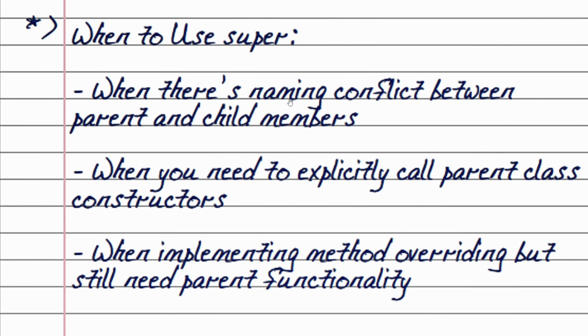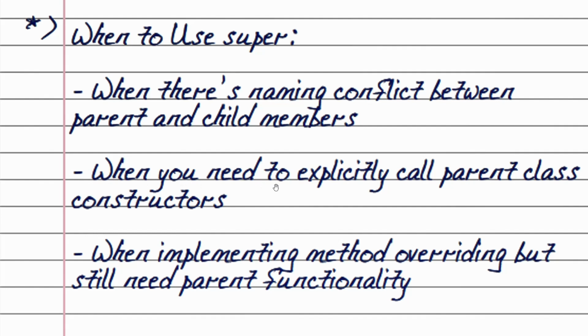When there is a naming conflict between the parent and the child members, we use the super keyword. Suppose we have created a variable int a in the parent class and a variable with the same name in the child class. So there is a conflict, as the compiler does not understand which one should be used. For that purpose we use the super keyword.